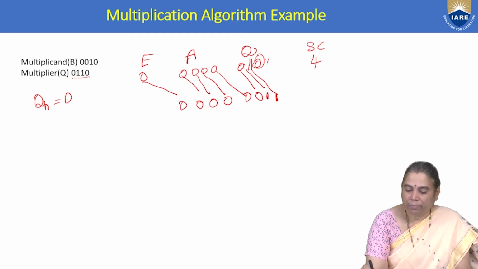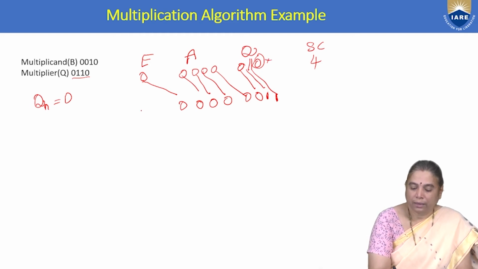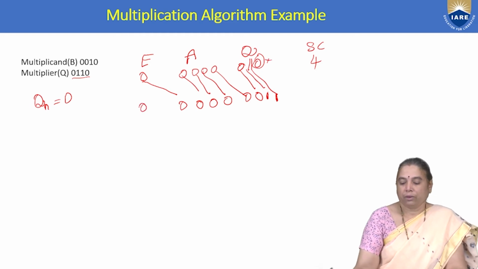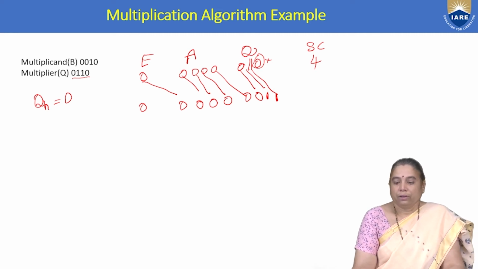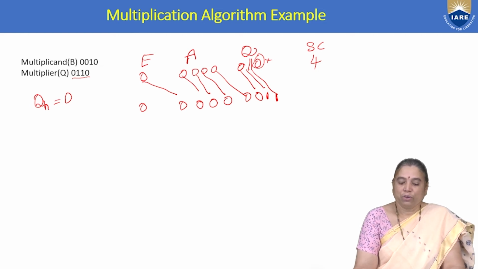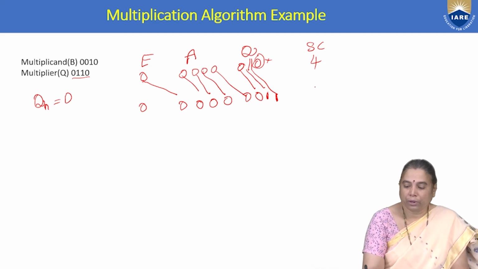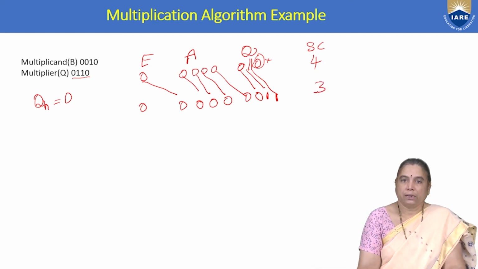And this bit can be discarded, and here this can be equated to 0. So this is the shift right operation performed when Qn value is 0. And we have to decrement the counter by 1. So SC value is 3.